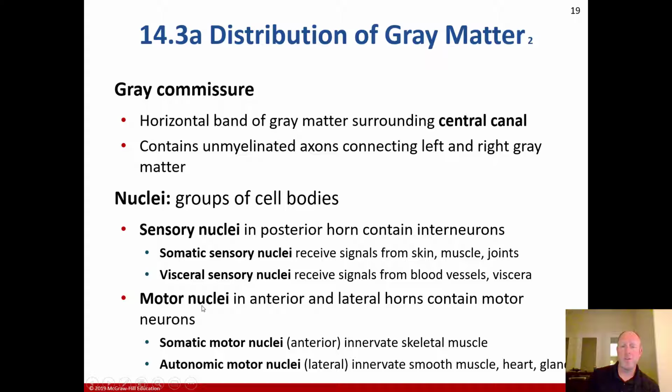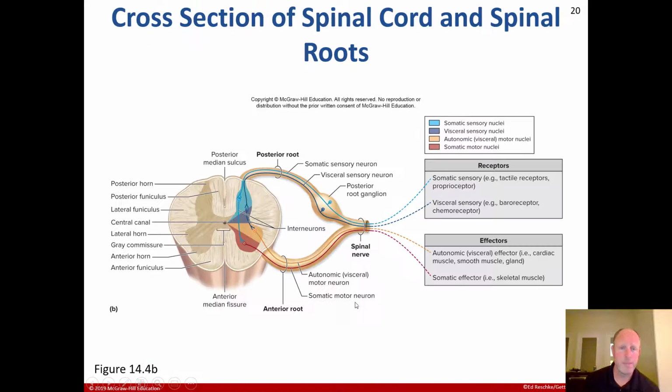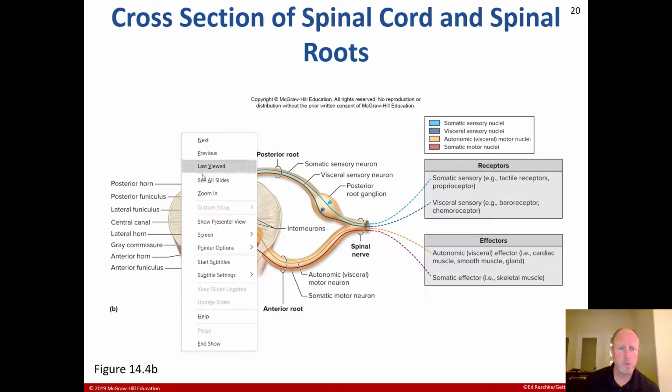The motor nuclei in the anterior and the lateral horns contain the motor neurons, with the somatic motor nuclei in the anterior horn innervating skeletal muscle, and the autonomic motor nuclei in the lateral portion innervating smooth muscle, heart, and glands. So here we have a visual of our cross-section of our spinal cord and the spinal roots.